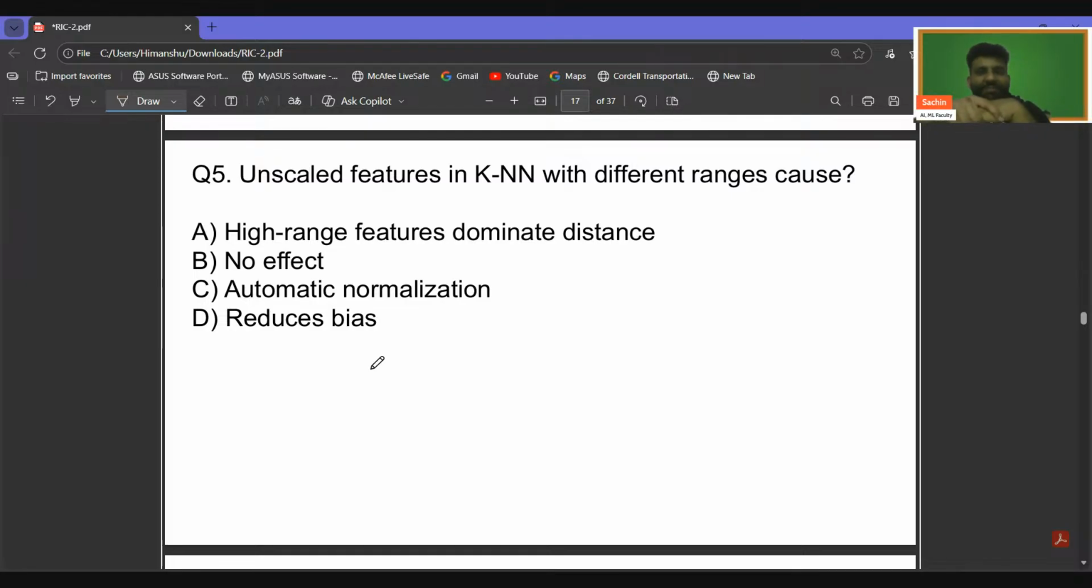So that creates trouble with KNN. High range features dominate the distance. No effect, false. Automatic normalization doesn't happen. Reduce bias, nothing like that. So what is the correct option? A. I hope you're getting it. Let's move to the next question now.